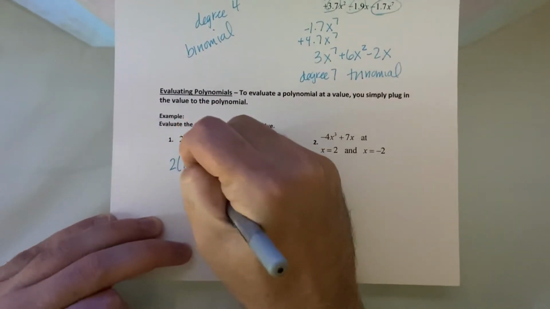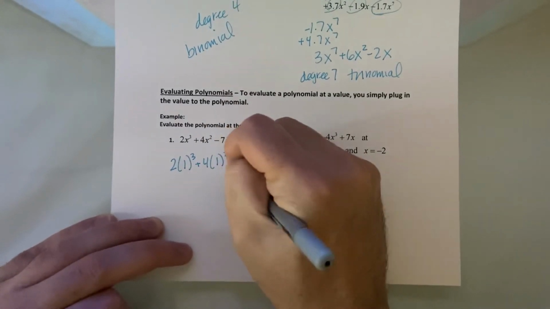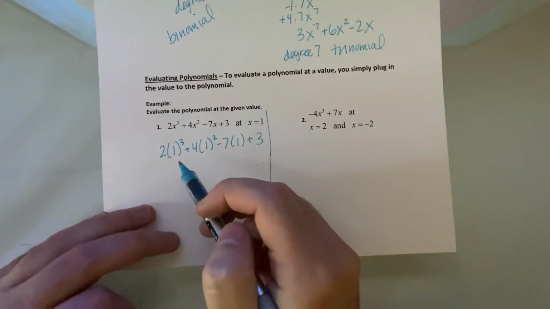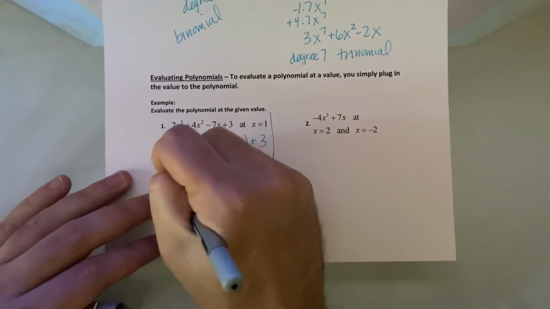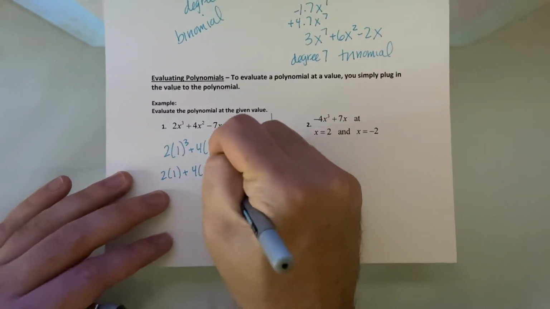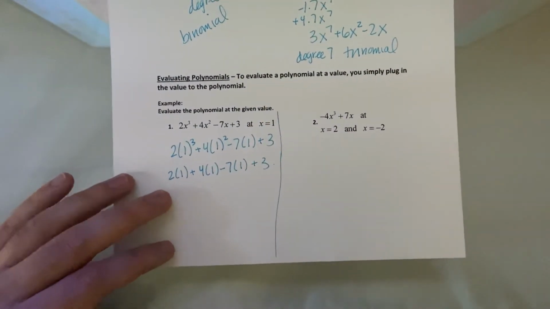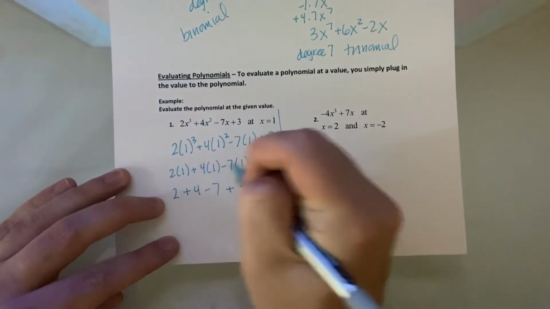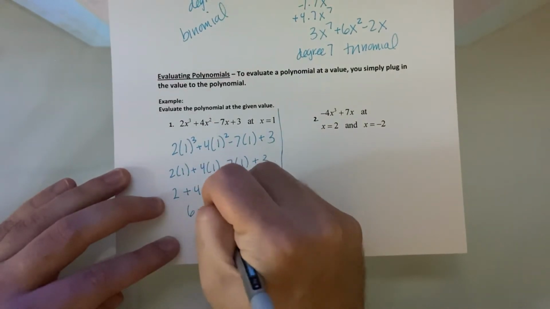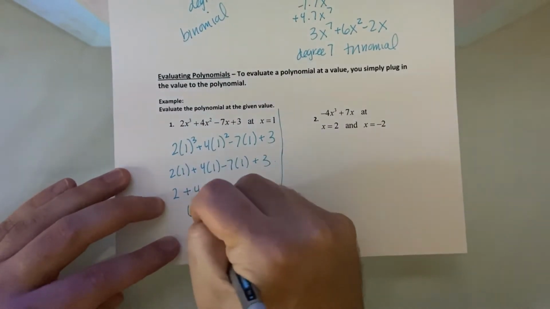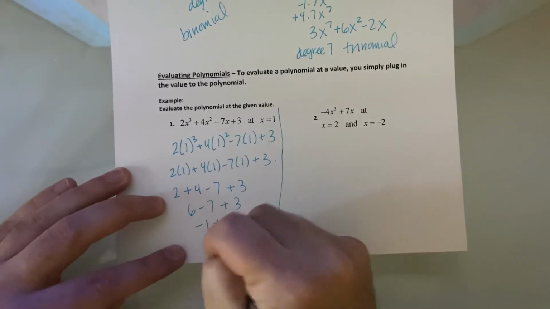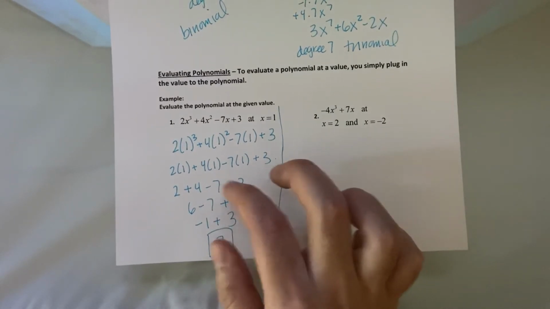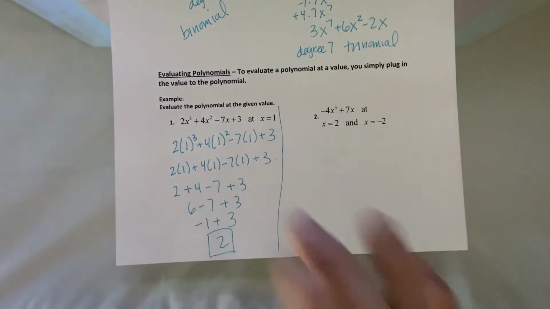2 times 1 cubed plus 4 times 1 squared minus 7 times 1 plus 3. Now evaluating anything at 1 raised to any power is 1. This is 2 times 1 plus 4 times 1 minus 7 times 1 plus 3. Anything times 1 is itself. So 2 plus 4 minus 7 plus 3. 2 plus 4 is 6. 6 minus 7 is negative 1. Negative 1 plus 3 is 2. Always go left to right. You don't want to add the 7 and 3 and then subtract that afterwards, because subtraction is priority.